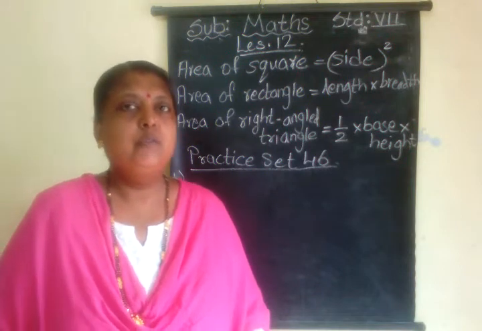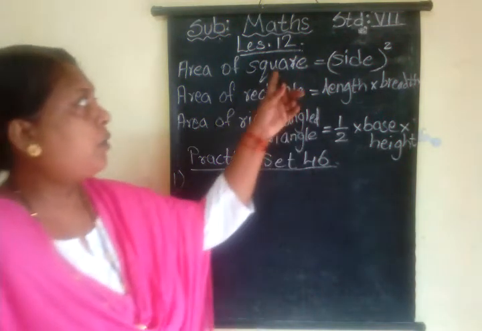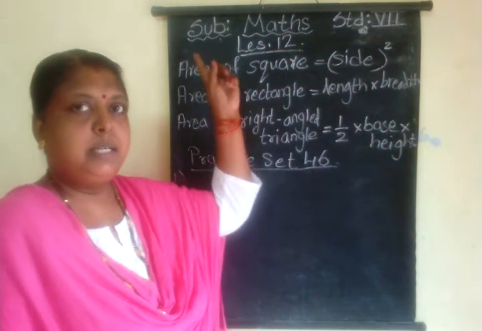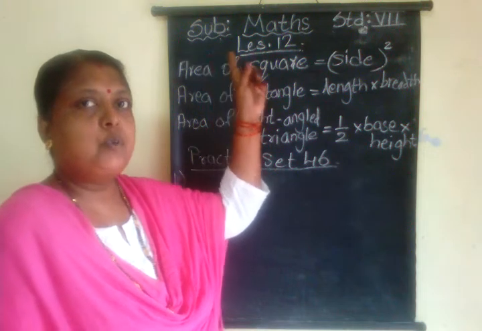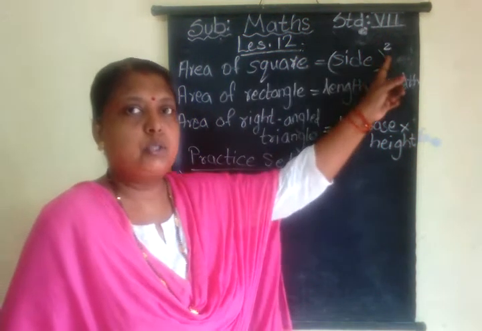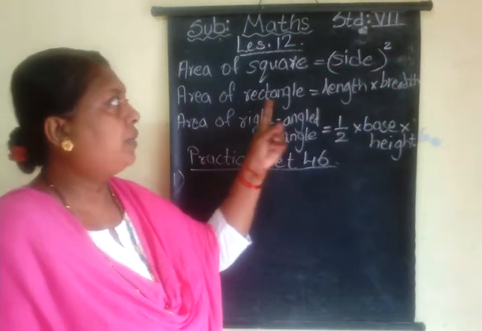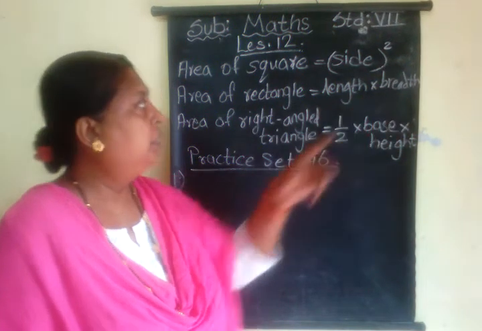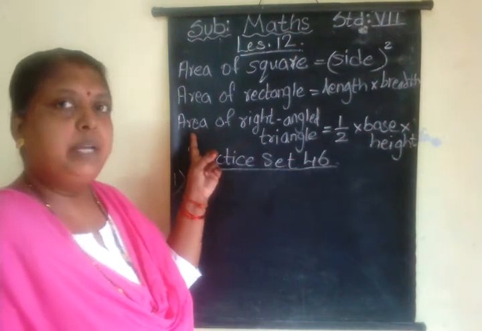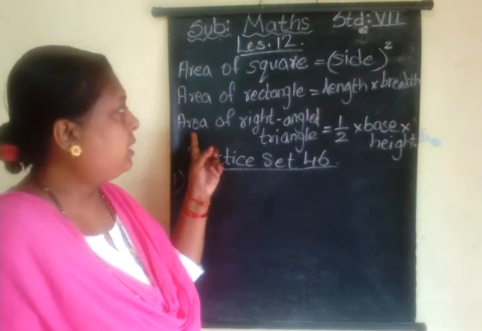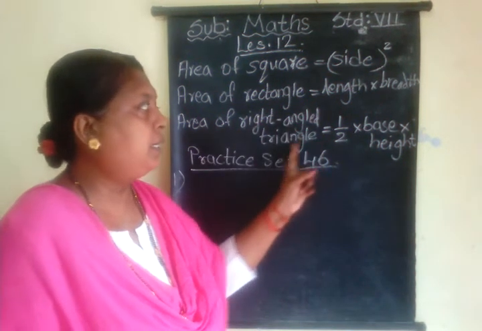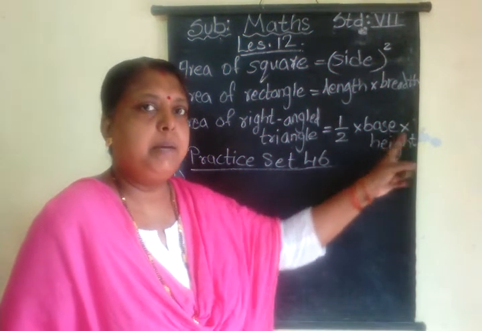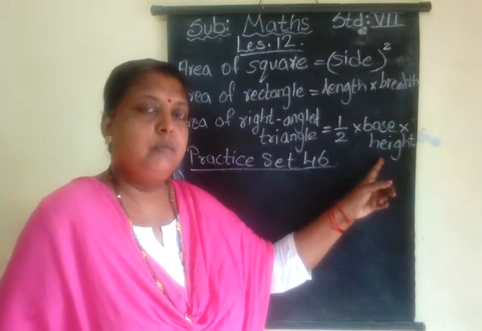You have studied the formula to calculate area of square and rectangle, right? See, the area of square is equal to side squared. Second, area of rectangle is equal to length multiplied by breadth. Now we will learn how to find the area of a right angled triangle. That is, area of right angled triangle is equal to half multiplied by base multiplied by height. This is the formula. What is the formula?